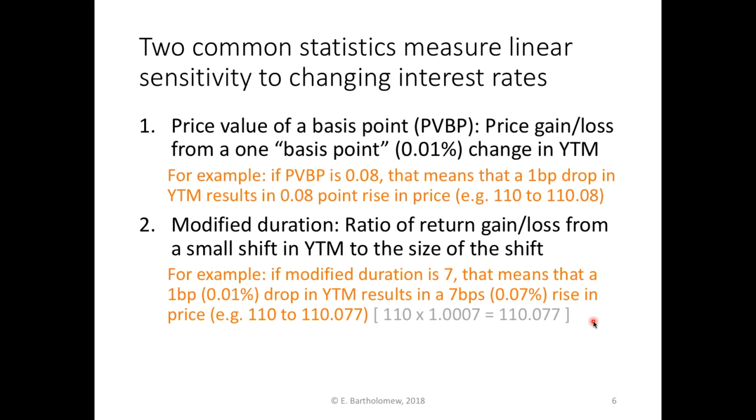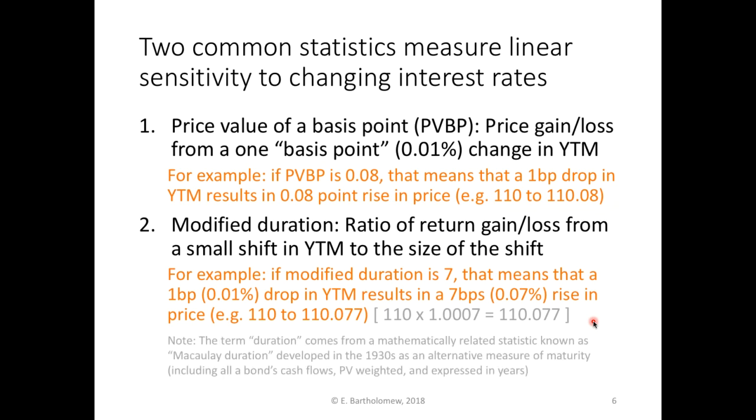Now, if you're not familiar with the term duration, it may seem odd applied in this case. I'll just note here that it comes from a mathematically related statistic known as Macaulay duration that we'll discuss in a later tutorial. This was developed in the 1930s as an alternative measure of maturity that included all the bond's cash flows. So the modified duration is a modified version of that, and this is really the one that's more commonly used today.